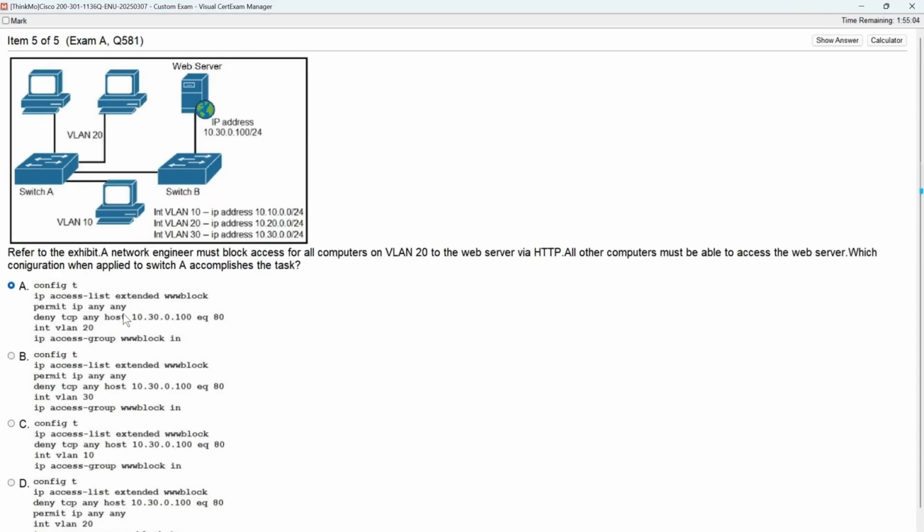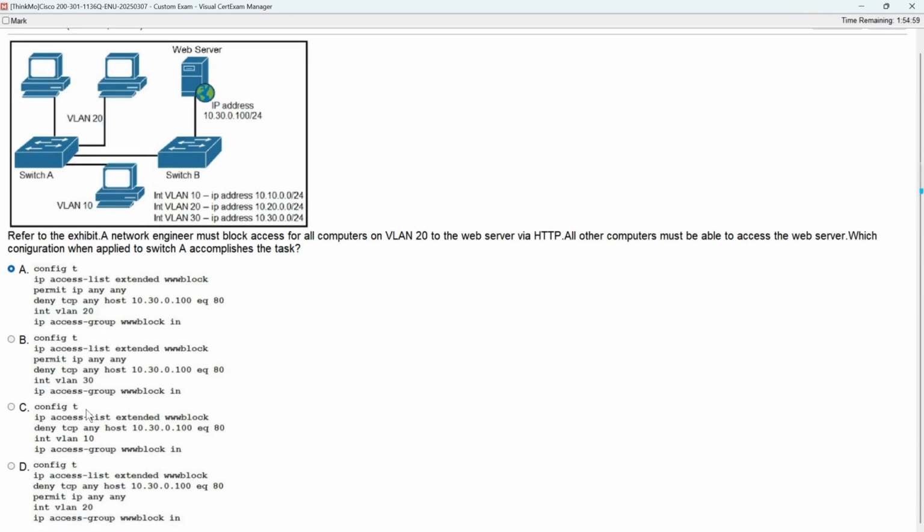First, the destination here is this target, right? It's about accessing this target. Then looking at these options, the destination in all of them is TCP, right? So this part is correct. It's about accessing the target 10.3.0.100. And then the EQ here, followed by 8080, is the port number for HTTP, right? There's no difference here. And then pay attention to this part.